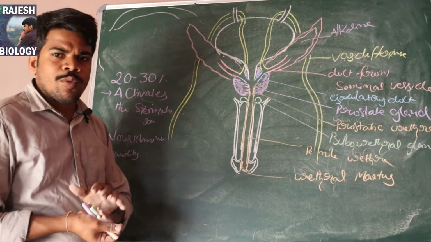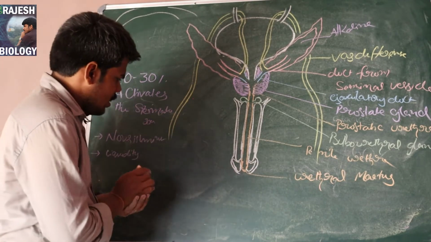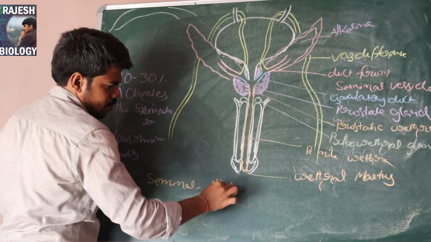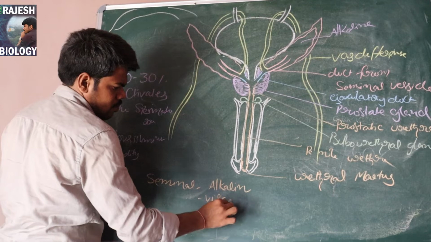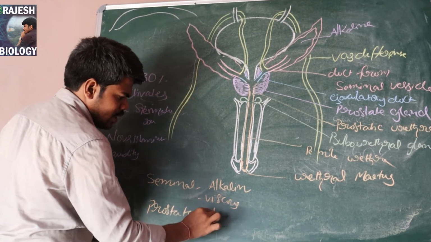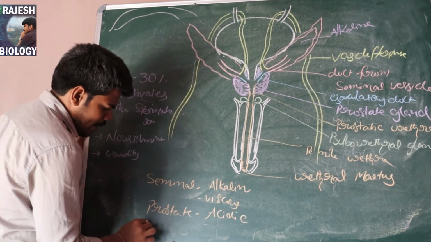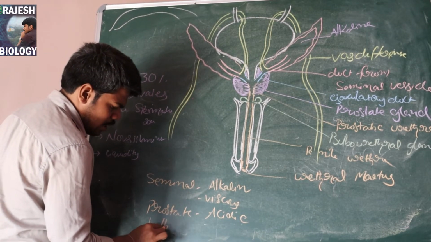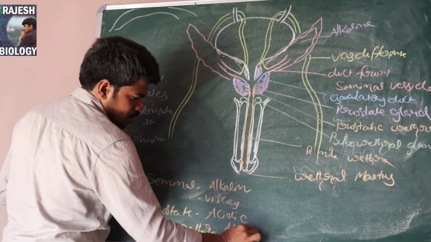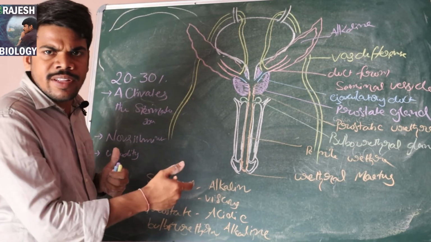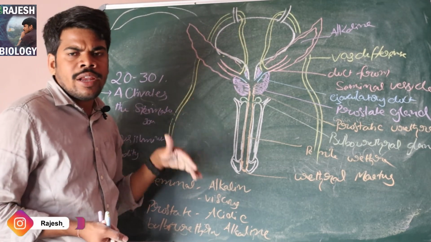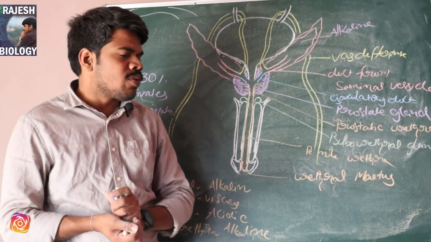Now, very important points about the accessory glands are: first, seminal vesicles. Seminal vesicle secretions are alkaline and viscous. And prostate gland secretions are acidic. And yes, bulbourethral gland secretions are alkaline. That's why I didn't mention it when I explained about the seminal vesicles or the prostate gland, because the order is alkaline, acidic, alkaline. So these are the secretions of the accessory glands.